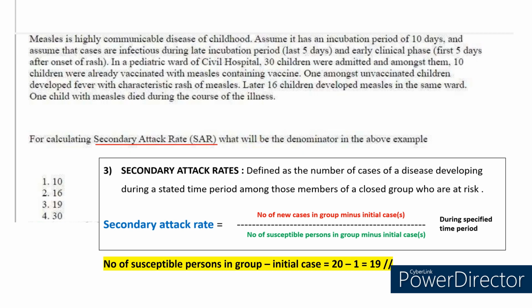So this will be the denominator, because see the formula of SAR. In the denominator, we need to find out the number of susceptible persons in group minus initial case. So total susceptible persons are actually 20, because 30 minus 10, we got 20. But already there is one case, one child developed fever, right, with the characteristic rash of measles. So we need to subtract that one child from 20. So it will be 19 in the denominator, okay.